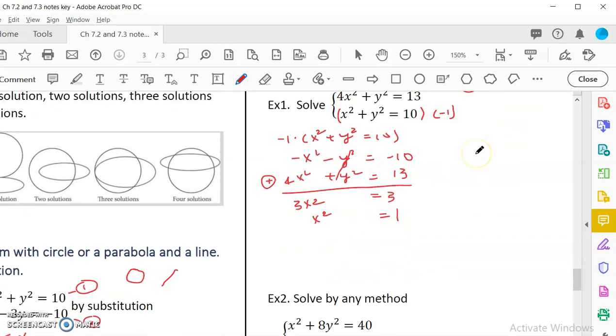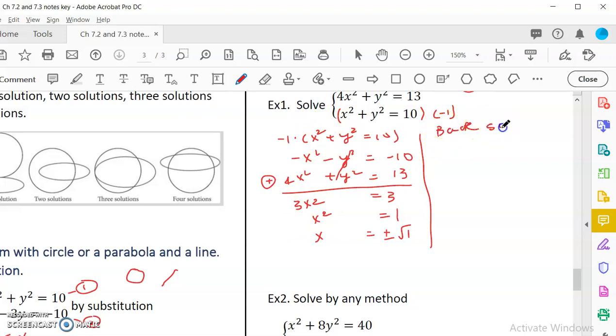If x squared is equal to 1, then I can find x by taking the square root of both sides, which gives plus and minus the square root of 1. Then what about y squared? If x is plus and minus the square root of 1, what is y? So I plug it back in to back substitute.